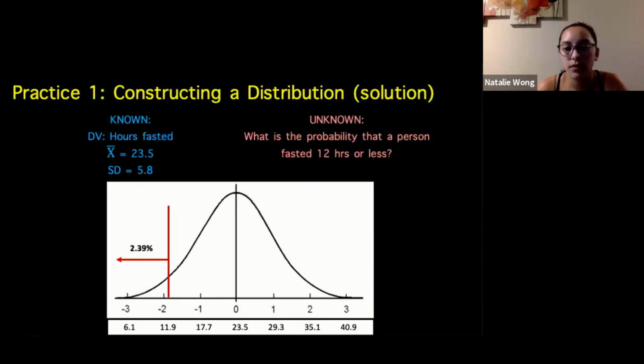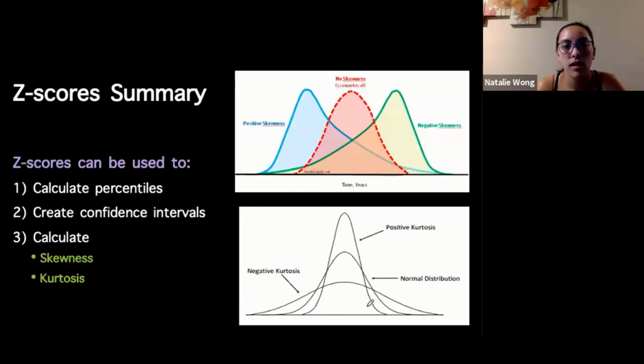Okay. So very, very quickly, I also wanted to talk about shape. If you have to leave, that's fine. I'm going to keep recording anyway, so you won't miss out on anything. But z-score summary, we can use them to calculate estimated percentiles. We can also use them to create confidence intervals, which we'll do next week. And the other important thing is we can use them to calculate skewness and kurtosis.